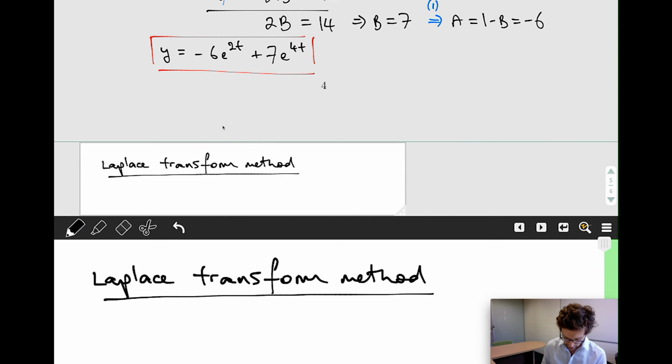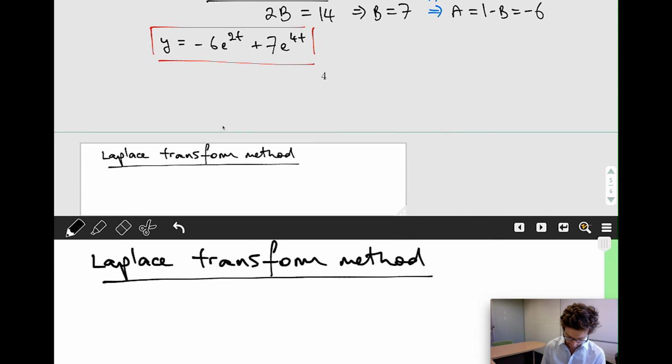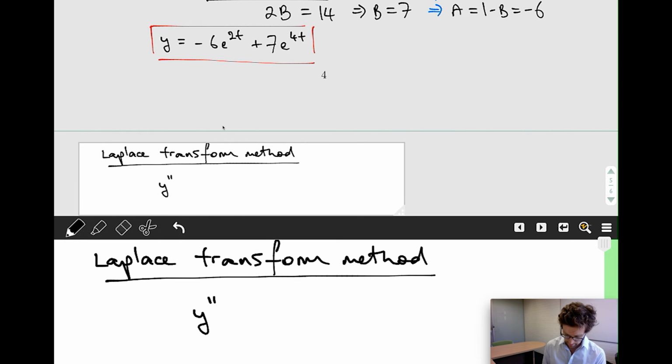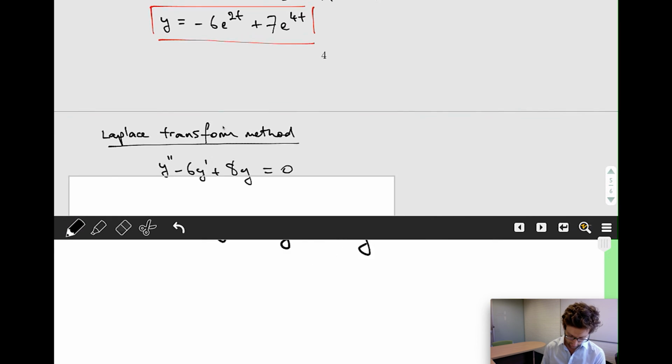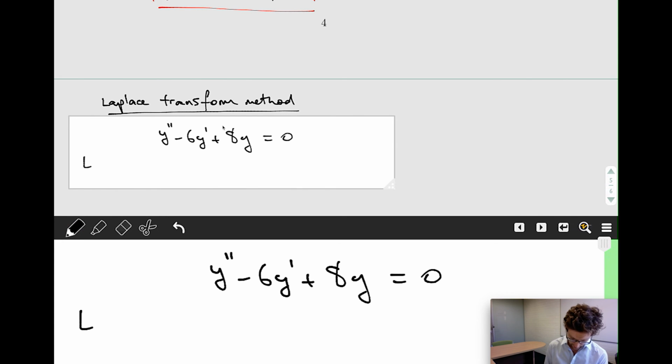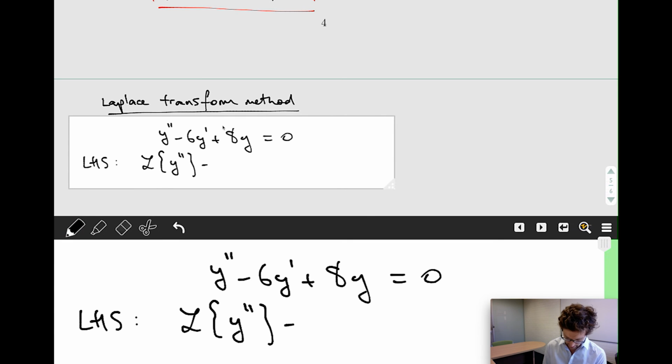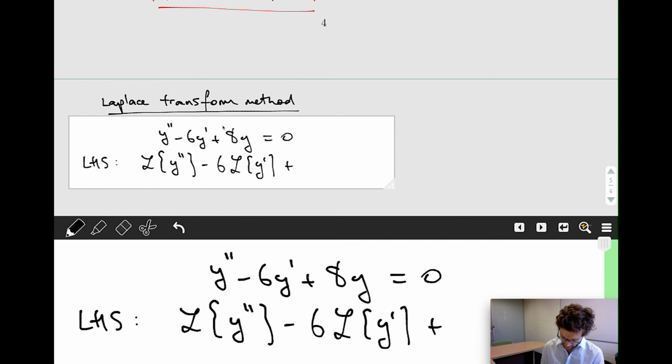So let's write down our equation again. We have y double prime minus 6y prime plus 8y is equal to 0. And I'm going to take the Laplace transform of both sides. So on the left-hand side, I'll have the Laplace transform of y double prime minus 6 times the Laplace transform of y prime plus 8 times the Laplace transform of y.